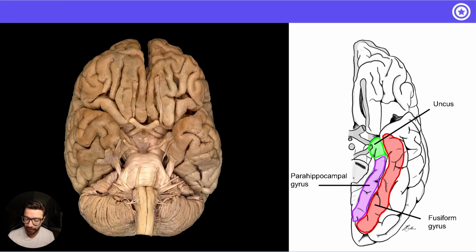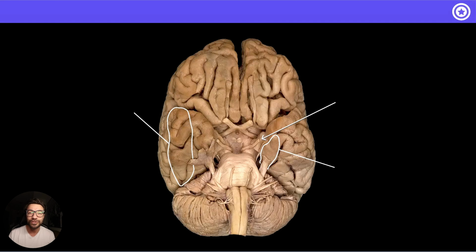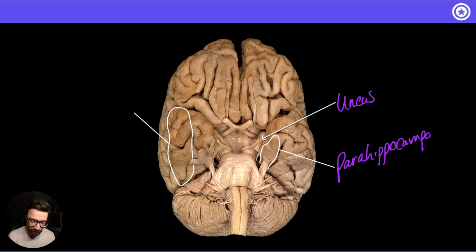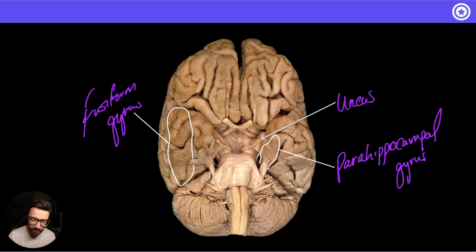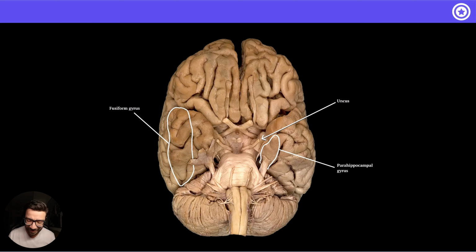So remember, going from medial to lateral, we're going to have the parahippocampal gyrus and uncus, and then we're going to have that fusiform gyrus. And then if we went one more over, we would have that inferior temporal gyrus. So now let's just get these labeled. We have the uncus, parahippocampal gyrus, and fusiform gyrus. Awesome. So let's just verify these. We got that uncus right there, our parahippocampal gyrus right here, and our fusiform gyrus right there.